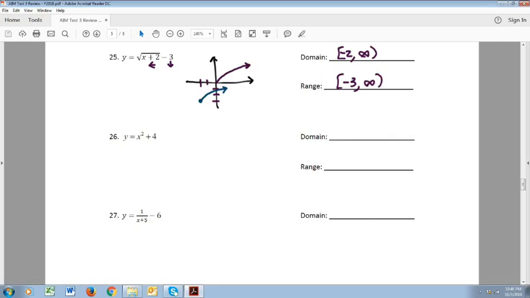On number 26, we actually know the domain of any quadratic function is all real numbers.